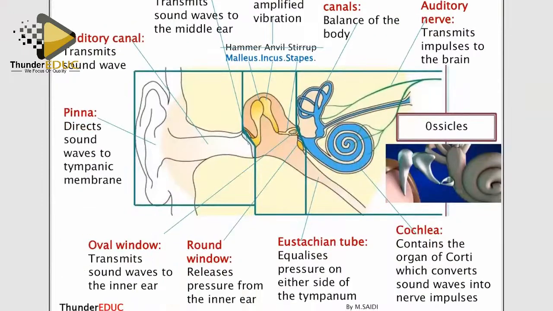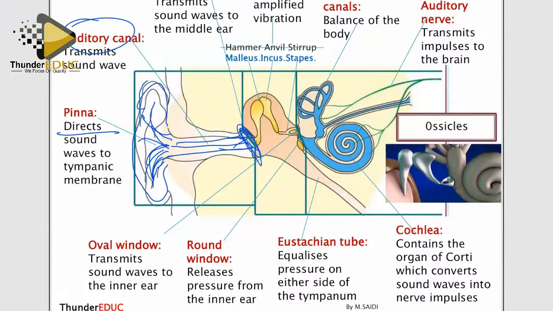Step 1. The outer part collects sound and directs it. So we want to see that word: it directs the sound wave. It collects it and then directs it into the auditory canal so that it reaches the tympanic membrane. The auditory canal transmits this sound wave so that it hits the tympanic membrane. The tympanic membrane will vibrate.